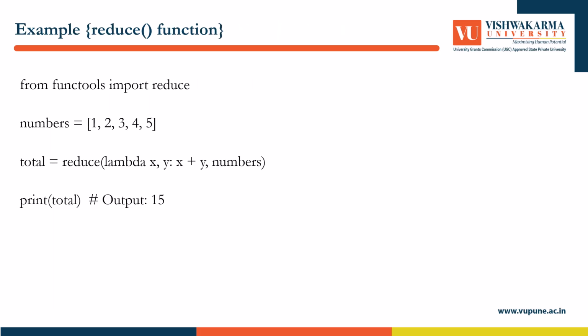Here we can see we import the reduce function from the functools module, and we give the list of numbers 1, 2, 3, 4, 5. After that, we are adding those elements, which means we are shrinking the list into a single value, and the single value is 50, as you can see.